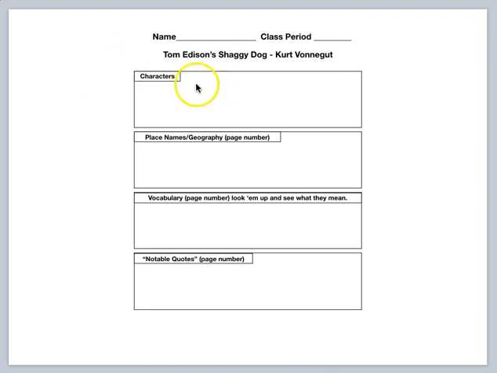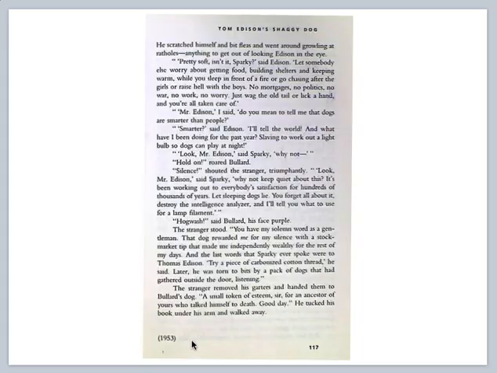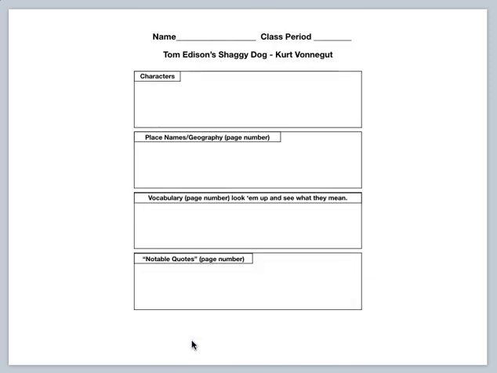Okay, on one side of the worksheet I have them keeping track of characters, geography, vocab, and notable quotes, which is a routine we've gotten used to while reading The Alchemist. So I'd say hand out the worksheet and then let them know the story's on their device, or they can use one of the hard copies as long as they don't write on them.